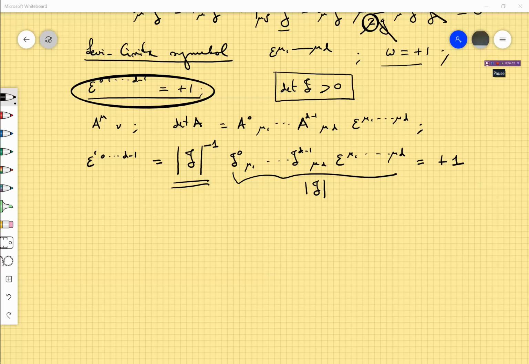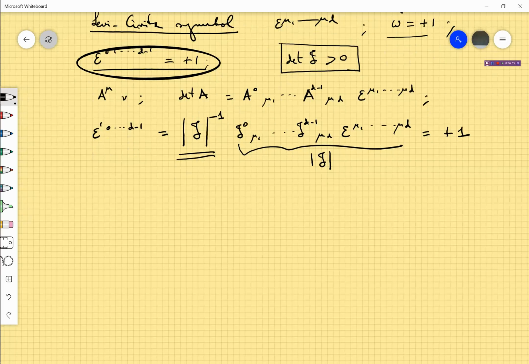Since the rest of the components are defined by permutations of this component 0, 1 to d minus 1, all the components are constant, and they have the value of +1, -1, or 0 if some indices are repeated. But as you know, it is not the same to be constant as to be covariantly constant. To be covariantly constant means that the covariant derivative has to be 0, and probably you want this property to be satisfied. So let's see that this indeed is satisfied if we deal with epsilon as a tensor density.